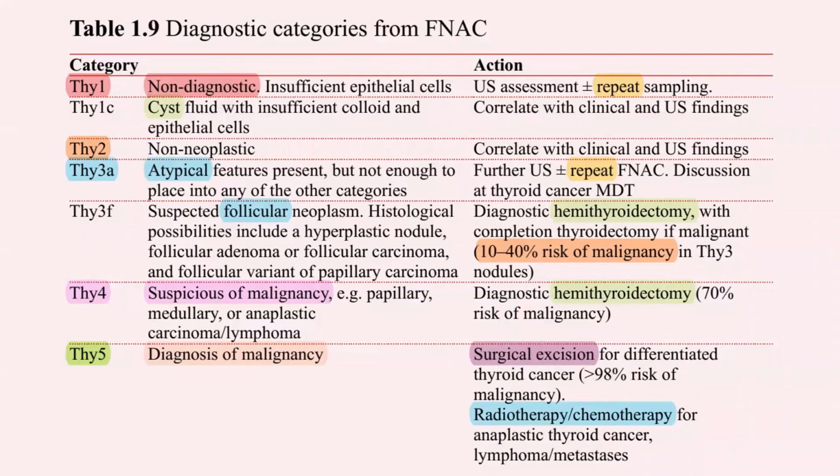Reporting of fine needle aspiration cytology is very important, which is known as the Thy classification: Thy 1, Thy 2, Thy 3, Thy 4, Thy 5. Regarding each Thy, you need to know the description of each, because in the exam they will ask about the description and what is the action after each. For example, Thy 1 is non-diagnostic, and you need to repeat fine needle aspiration cytology under ultrasonographic guidance. This is very important. Thy 1c is cystic, and usually we need to correlate with the clinical and ultrasonographic findings.